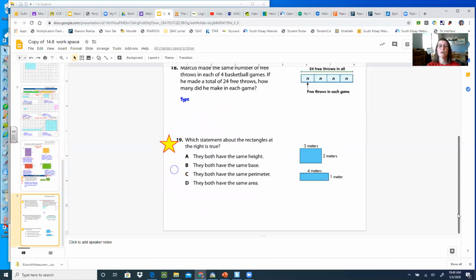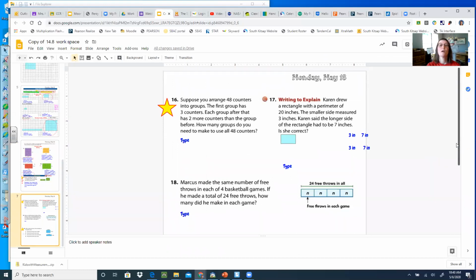Okay, let's look at our next starred item. There's one at the top. Suppose you arrange counters into groups. The first group has 3 counters. Each group after that has 2 more counters than the group before. How many groups do you need to use all 48 counters?